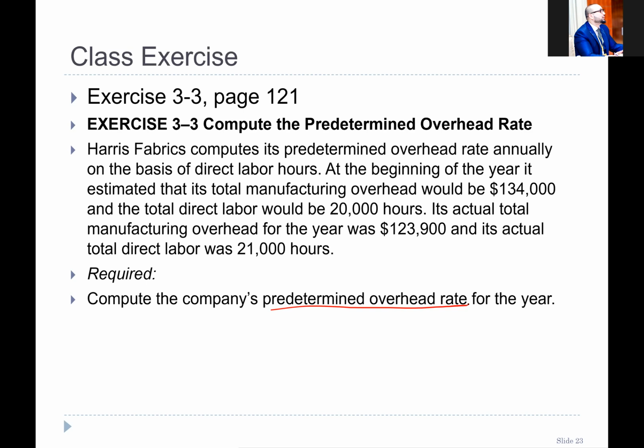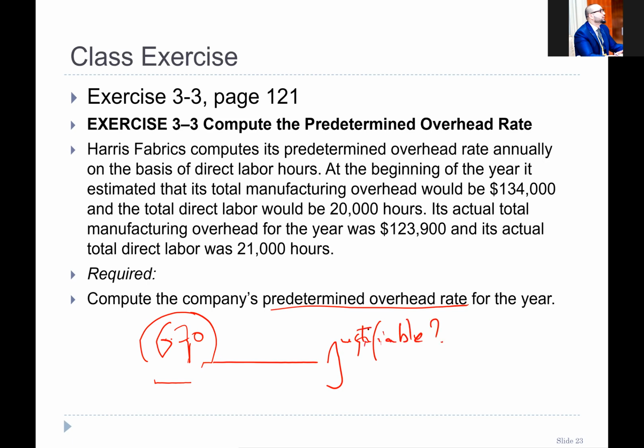Okay. Now, our predetermined overhead rate, which was 6.70, is this justifiable? Because this 6.7 is based on 20,000 estimated hours. Or what is the actual overhead rate? 123,900 divided by 21,000. What is the answer? 5.9.